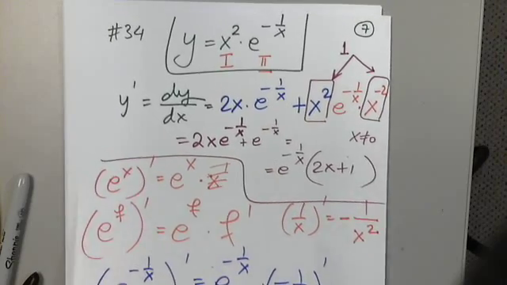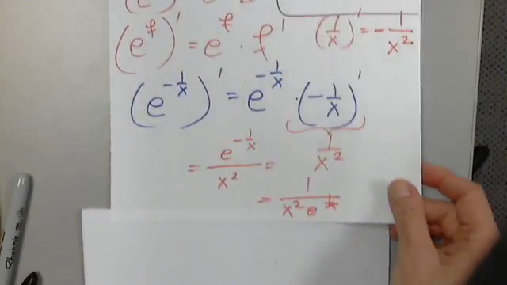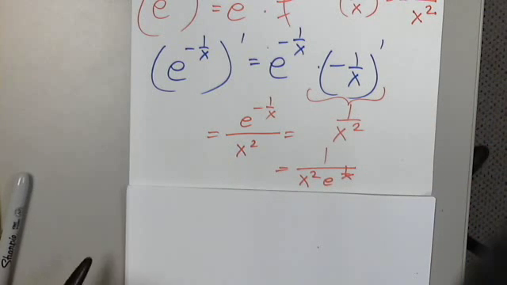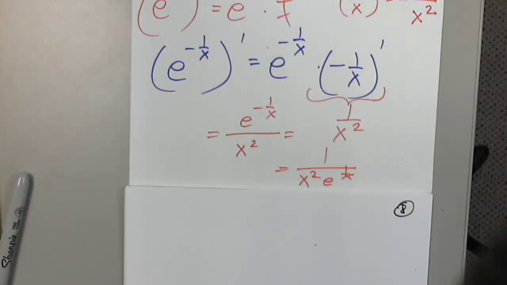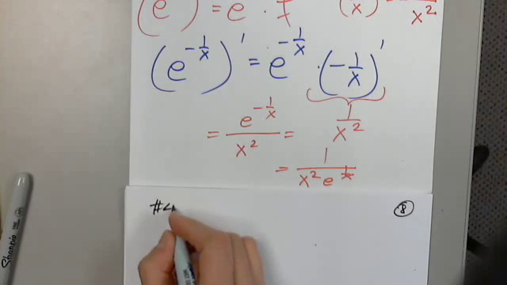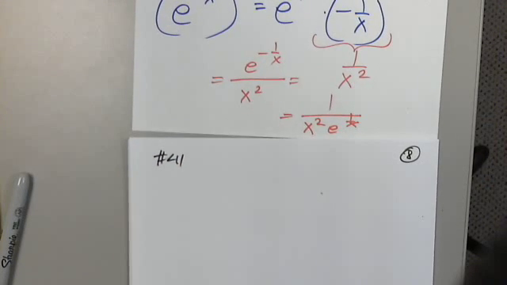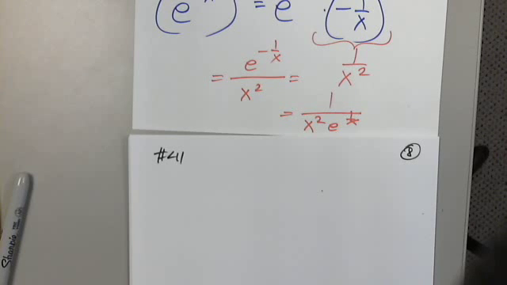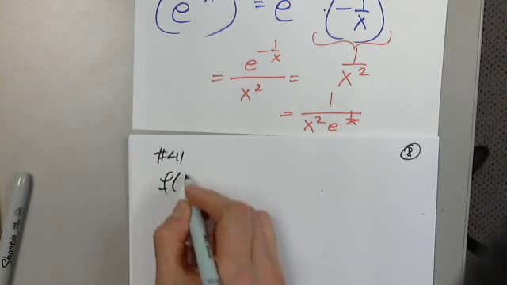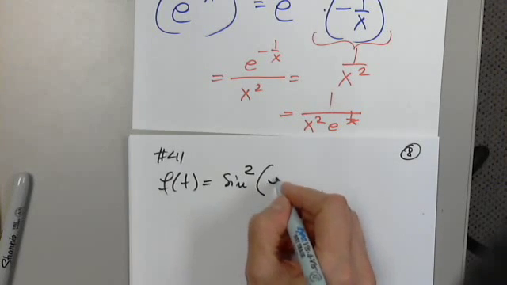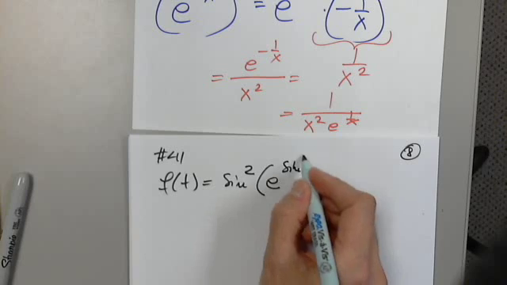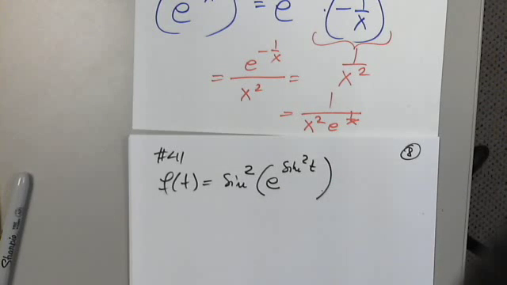Any questions? Okay. Do we need more examples of this type before I look at others? Yes, of course. 41 caught my eye, unless you want to choose. Anyone wants to choose? Okay, well, 41. f of t equals sine squared of e to sine squared t. Uh-oh.